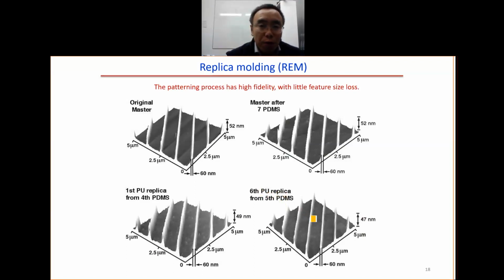You can do copy from one another. So you can see the pattern. They are all 60 nanometers, but pattern height is not very much. It's only 50 nanometers.